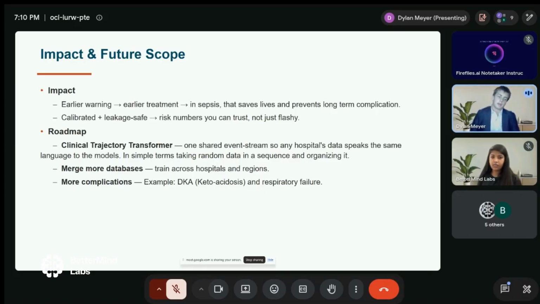And then the models will be able to do this with more complications than just sepsis in the future. So DKA, which is extremely deadly. I saw that 2 days ago. Somebody came into the ER with that, and by the time that we figured out that it was DKA, it was a little bit too late, and so he had to go to the ICU, and he made it. And respiratory failure, things like this that are just extremely dangerous.